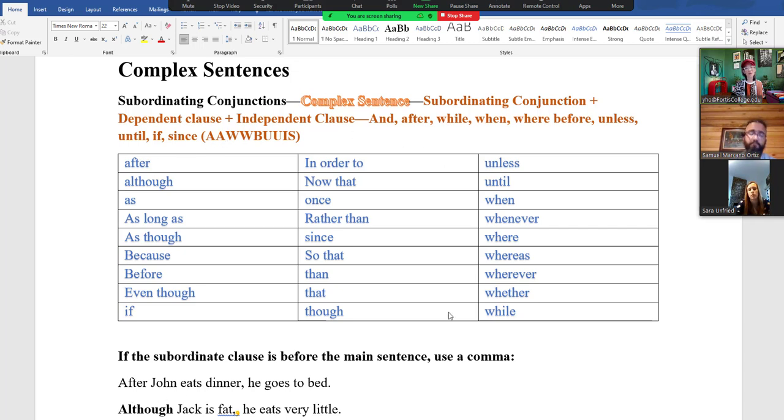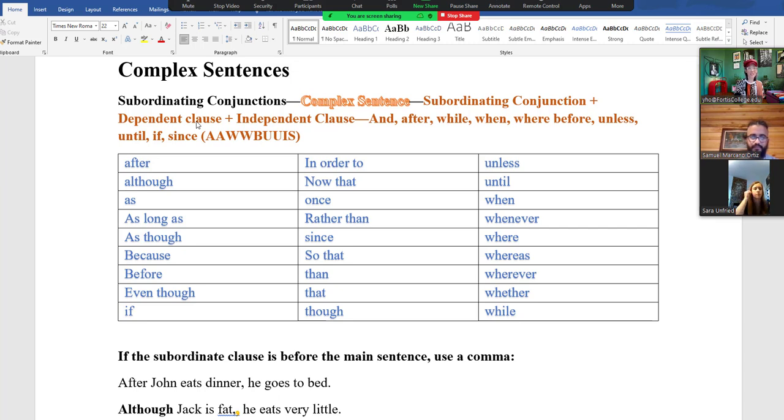How can we know what is a subordinating conjunction? We remember it as AAAWWUBIS: after, although, as, when, where, while, before, unless, until, if, since. I can't remember what the other U is, since I don't use this. Anyway, you remember it using this. Here, I wrote it: and, after, while, when, where, before, unless, until, if, since. This is one way of remembering all the subordinating conjunctions.